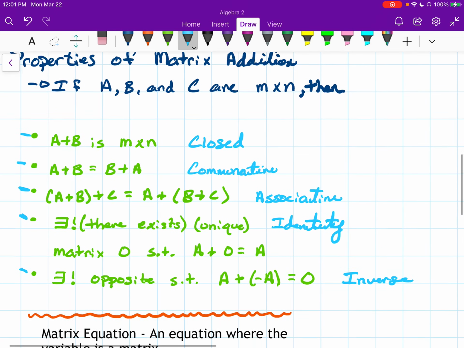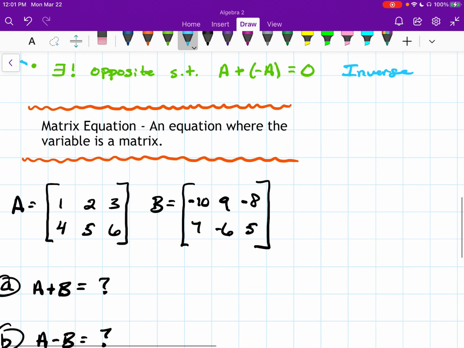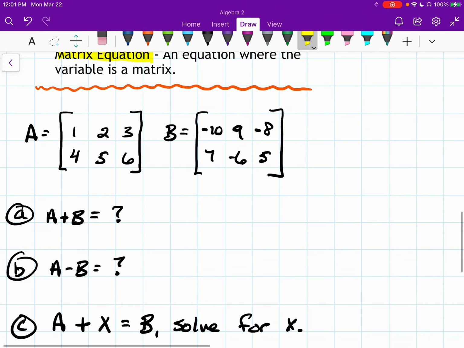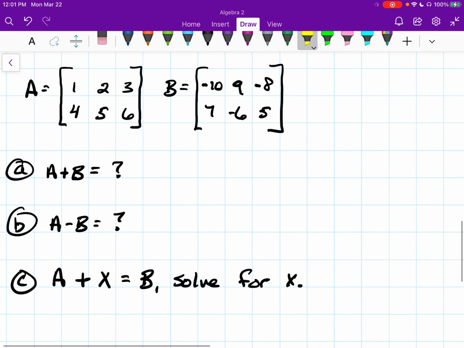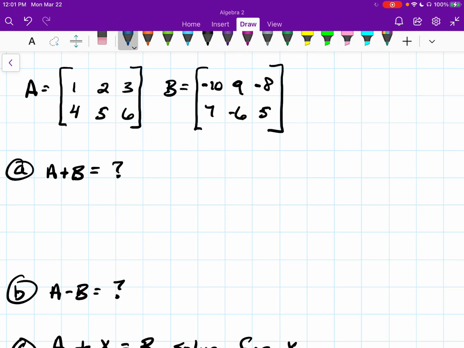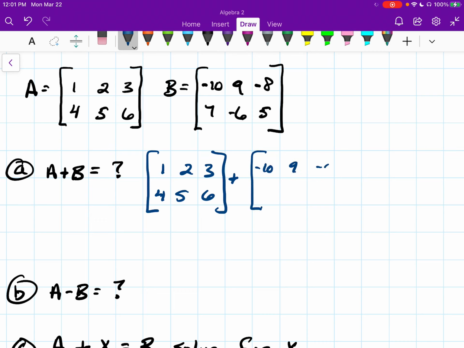So let's scroll down and do some examples. A matrix equation, one last definition. A matrix equation is an equation where the variable is a matrix, right? Nothing crazy. So part A here. What is A plus B? Well, let's write this out. We'd have 1, 2, 3, 4, 5, 6 plus negative 10, 9, negative 8, 7, negative 6, 5.